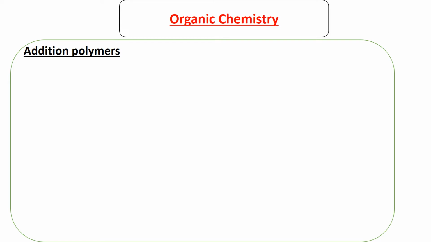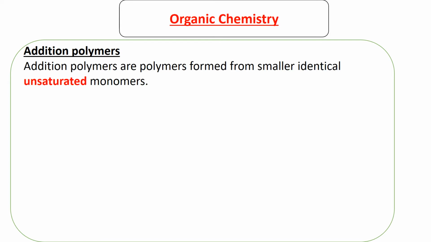So now we go to the first type of synthetic polymers, which are called addition polymers, which I say are produced by the process of addition reaction. So addition polymers are polymers formed from smaller identical unsaturated monomers. So in addition polymers, we're talking about alkenes participating in this reaction or in the formation. Alkenes are the unsaturated. And remember, alkenes are more reactive than alkanes.